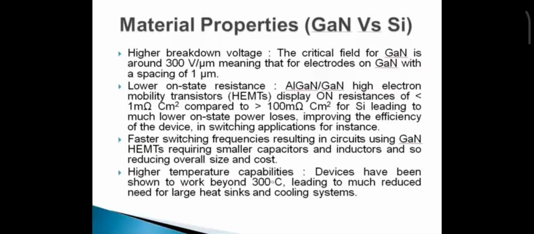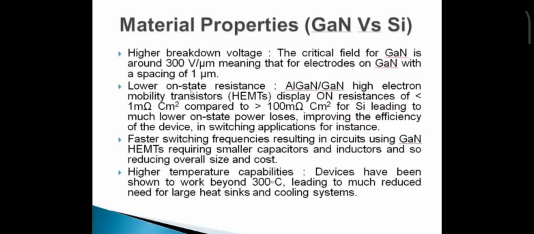Higher breakdown voltage of gallium nitride has lots of advantages. The critical field of gallium nitride is around 300 volt per micrometer, meaning that the electrodes on gallium nitride can have a spacing of 1 micrometer. 300 volt per micrometer means that it has a spacing of 1 micrometer.